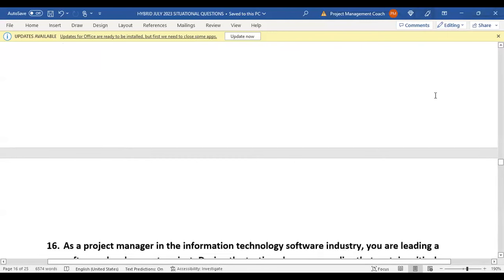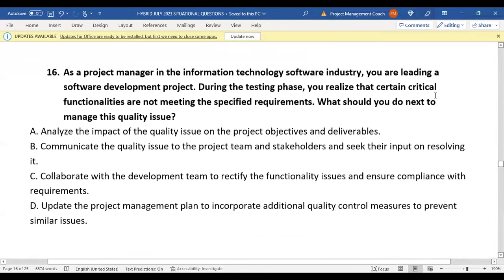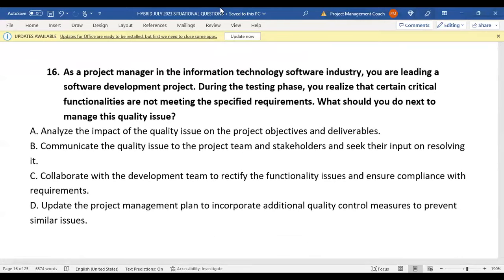All right, my friends, let's take a look at the last one of three. I'll let you read it. Excuse me, let's read that. As a project manager in the information technology software industry, you are leading a software development project. During the testing phase, you realize that certain critical functionalities are not meeting the specified requirements. What should you do next to manage this quality issue?